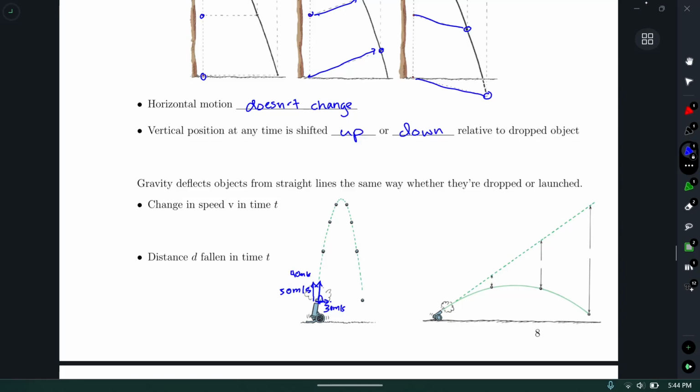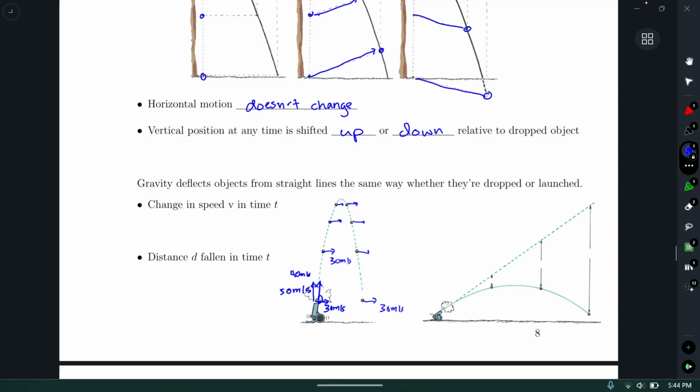We said that the horizontal motion is not affected by gravity, and so it doesn't change. It'll still be 30 up here, here, here, here, here, here, and here. All of those horizontal bits are 30 meters per second. The vertical, we've said, is just like something being dropped or thrown up or down. It's just like free fall.